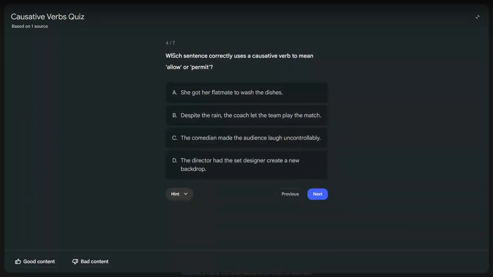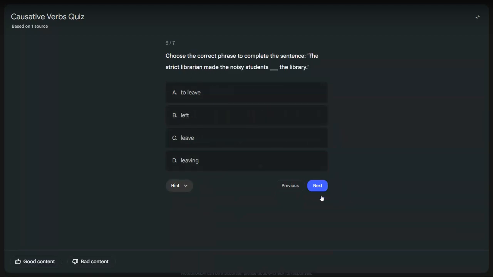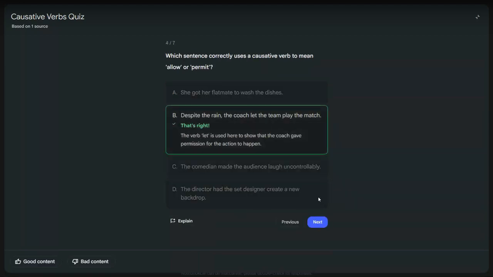Which sentence correctly uses the causative verb to mean allow or permit? Which of these is for permission? She got her flat. Despite the rain, the coach let him. The comedian made. The director had. Which one? Option B. Yes, let is for allowing or giving permission.